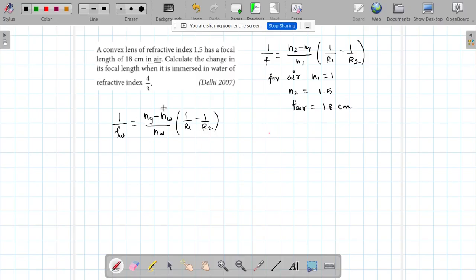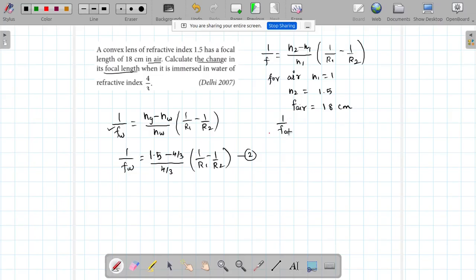Now you insert the values. We are going to solve the equation for 1 by f water. Calculate the change in focal length. What will be the value of the final focal length in the system? So glass, it is again 1.5 only. And for water, 4 by 3 they have mentioned. Here 1 by R1 minus 1 by R2. So you just take it as equation 2 and insert everything here.